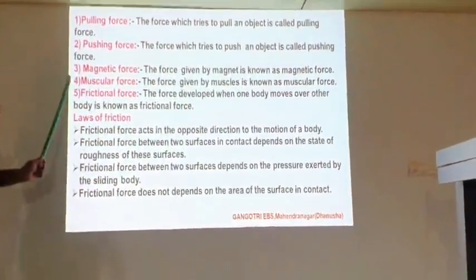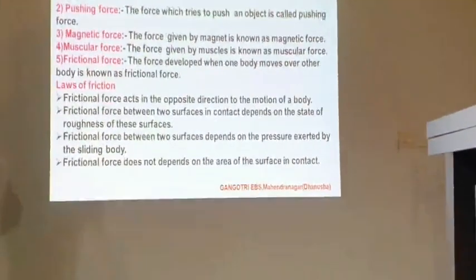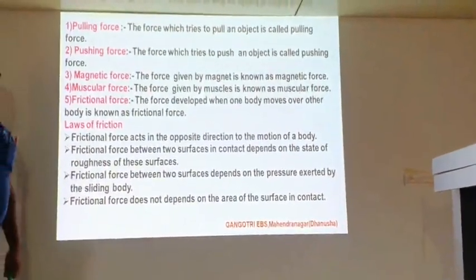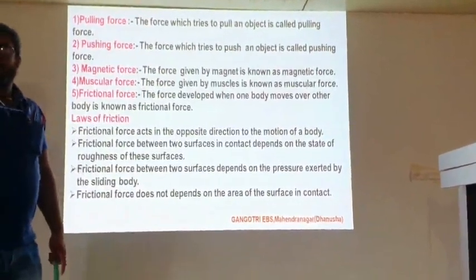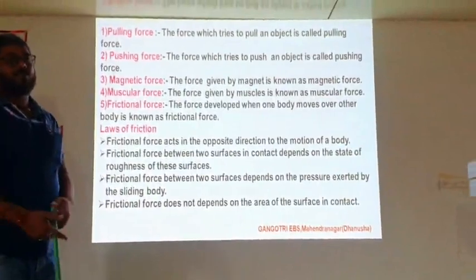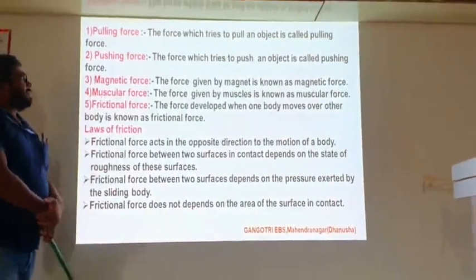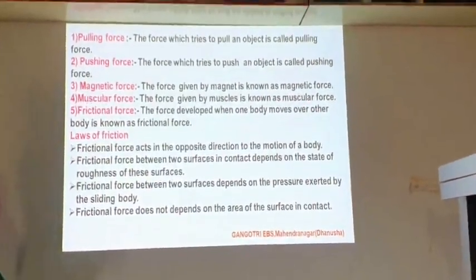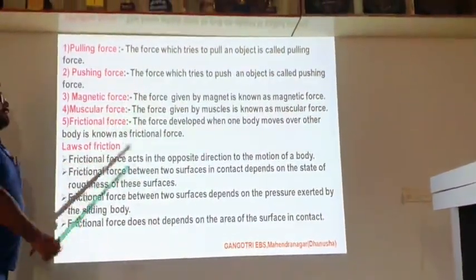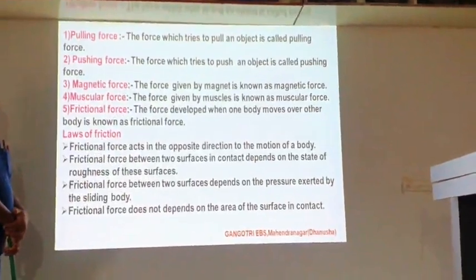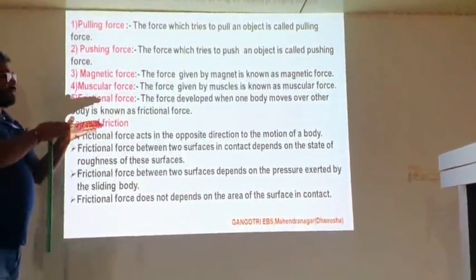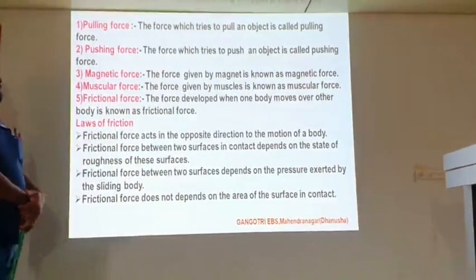Now we are going to discuss muscular force. Muscular force is the force given by our muscles. When you bring water in a bucket, you need muscles. Your energy is needed with the help of the muscles, so that is called muscular force. Now frictional force. Frictional force means the force developed when one body moves over another body. That is called frictional force.